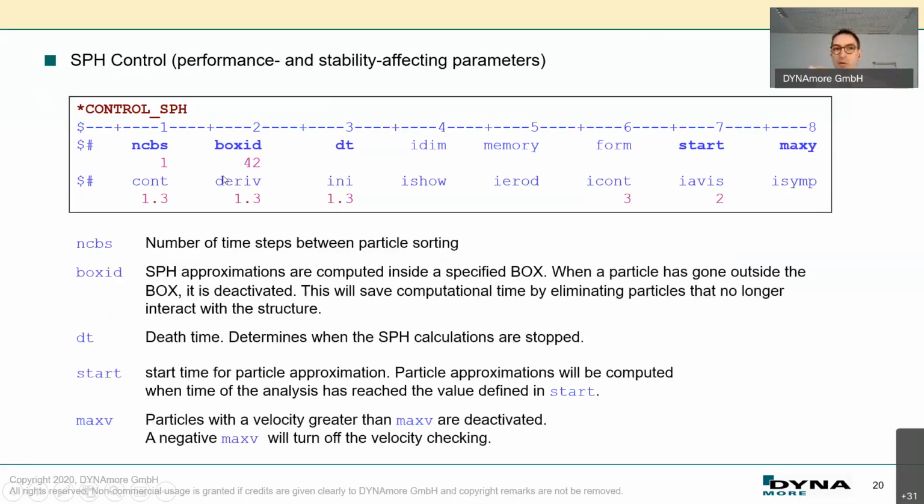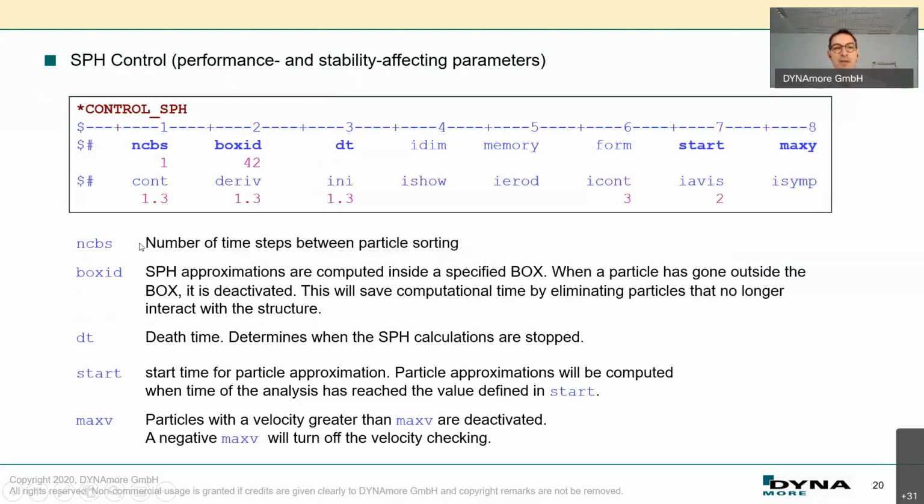So this is what you find in the keyword file. What I now want to point out are a few control keywords. I just picked a few of them. There are many more to choose from. Most of them I chose again because they relate to the customer requests or support requests we get. The first thing I want to mention is that these are mostly performance and stability affecting parameters, and there's a keyword *CONTROL_SPH.